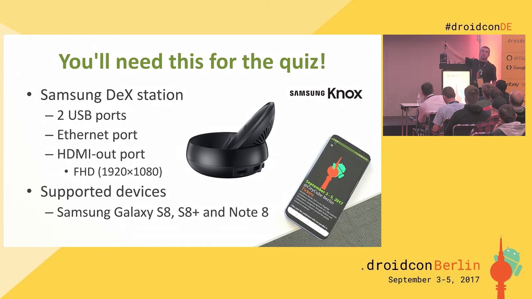We get two USB ports. You can plug pretty much whatever you want into those USB ports. Today I used my clicker's RF receiver and my keyboard and mouse RF receiver, so I basically used both of my ports. We also get an Ethernet port in case you want to plug in your Ethernet cable. We get an HDMI out port. Currently it runs in full HD, which is the maximum resolution. But as you can see, even on this huge screen, it looks remarkably good. Currently the only devices you can pop into this station are the Galaxy S8, S8 Plus, and Note 8.